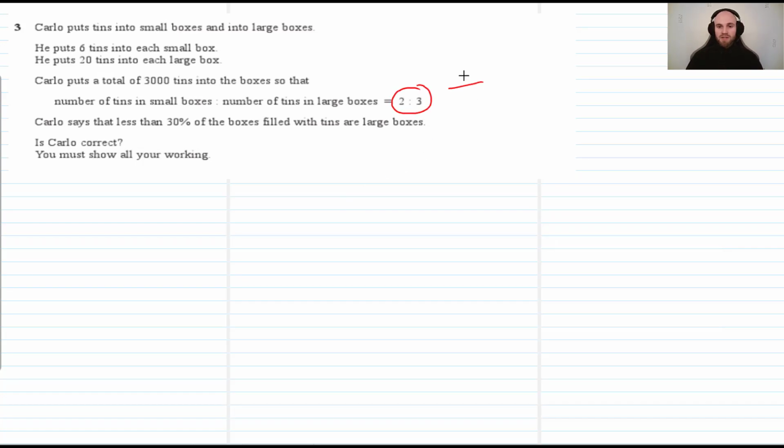So to begin with, we're going to use this ratio of 2 to 3. And if we add these two together, this is going to give us a total of 5 parts. And remember, there are 3,000 tins in total. So we are going to try and find out how many tins per part. So we're going to have 3,000 divided by 5, which is going to give us 600 tins per part.